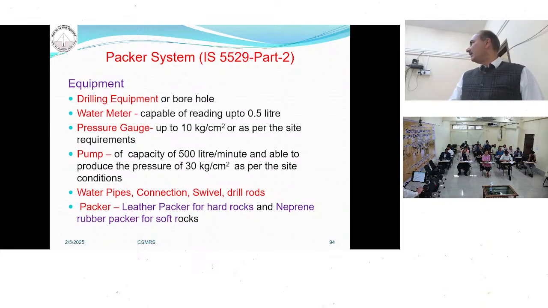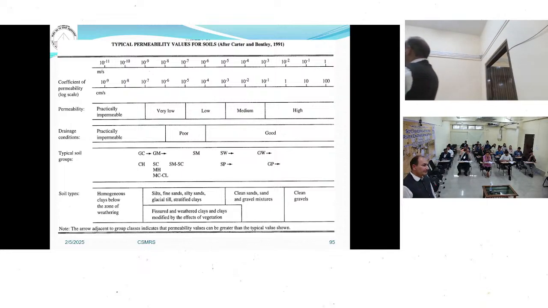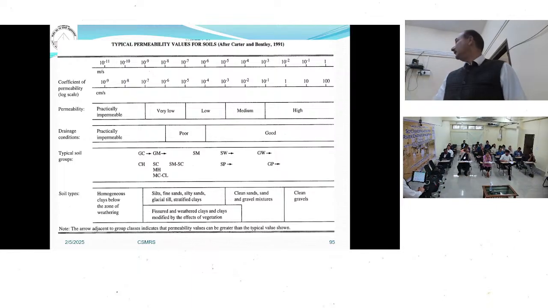These are the equipment required for the packer test: water meter, pressure gauge, pump, and so on. I am not going into detail on that one. Depending upon the permeability, you can classify what kind of strata is there. If the permeability is less than 10^-7, it is practically impermeable. 10^-7 to 10^-4, 10^-5: very poor, low, medium, high. I think I am running too late.